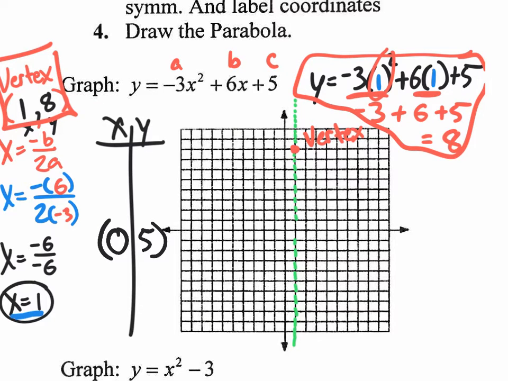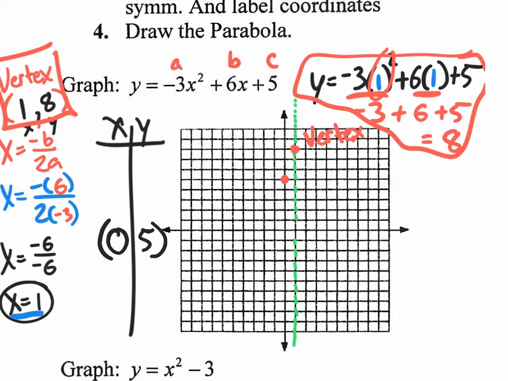Let's graph it. I want to graph this in red. 0 on the x, 5 on the y, 1, 2, 3, 4, 5 right here. Are you with me? Okay, so I need another point. We just said on the same side of the axis of symmetry. So this number that we found, is it on the left side of the axis of symmetry or the right side of the axis of symmetry? Left side. So I need to plug in another number on the left side of the axis of symmetry.